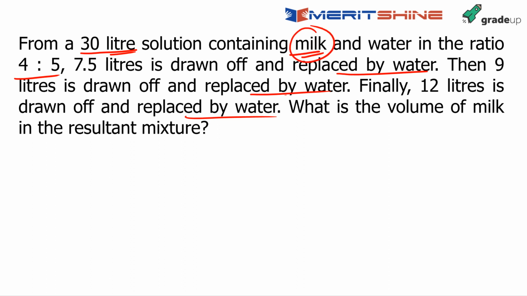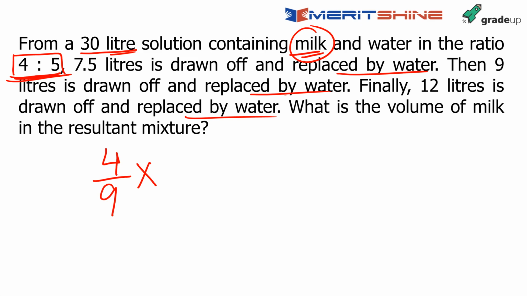What is the initial concentration of milk? Look at this ratio of 4:5. Can I say that this initial concentration of milk is 4/9? I don't think anyone will have any problem up to here. Initial concentration of milk when we start doing this is 4/9. Where did it come from? From this 4:5. So we start doing this.